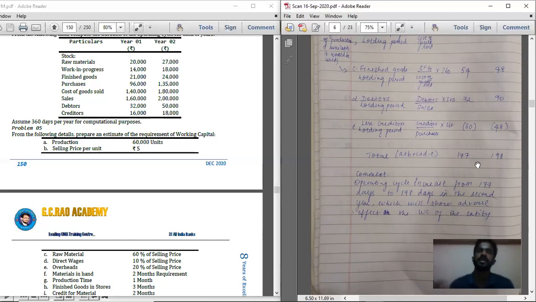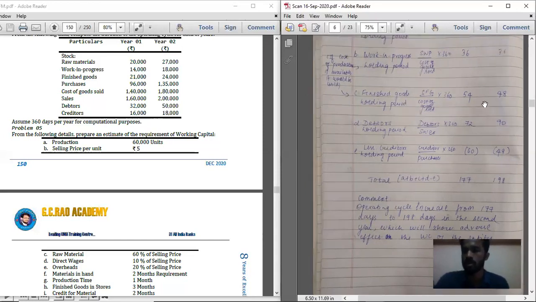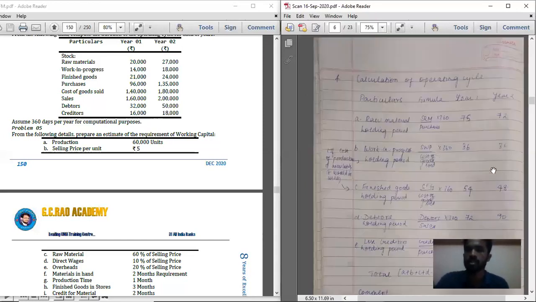See, if the days are increasing, then it will show a negative balance in working capital. That is, you should maintain an extra working capital balance if the days are increasing. So that is what has to be written as a comment. For every problem, it is important to write a comment. So this is the operating cycle.